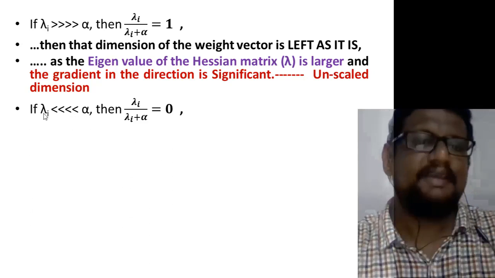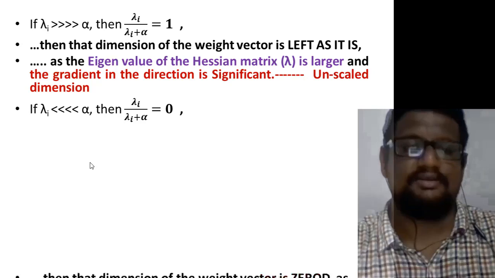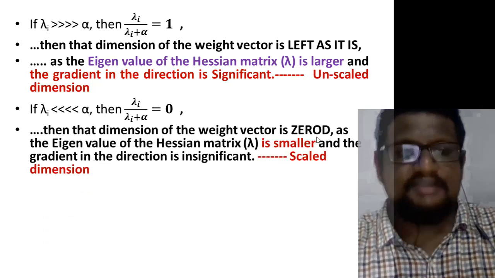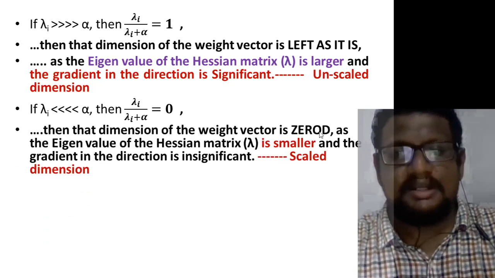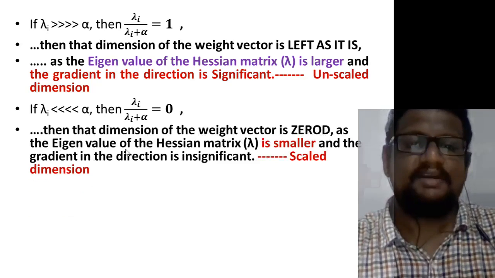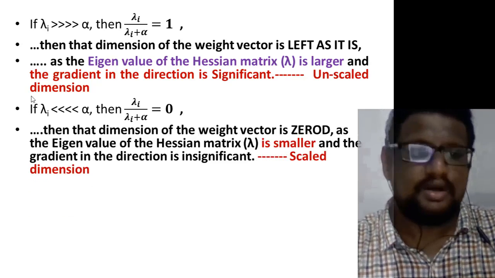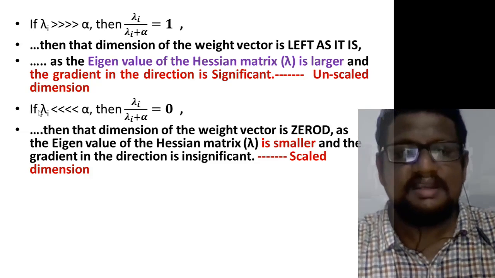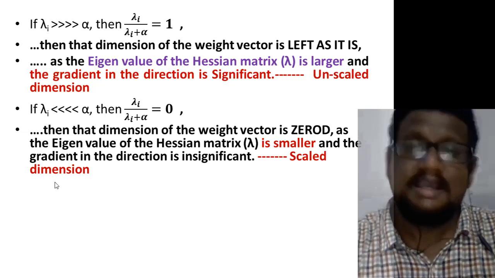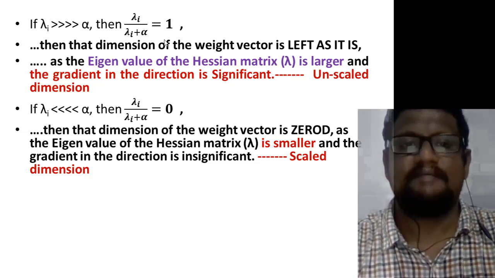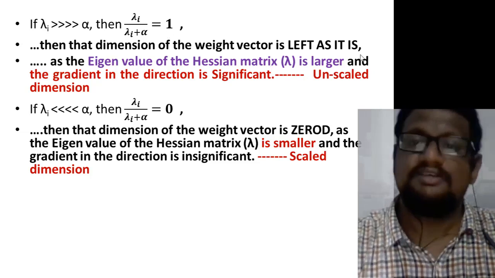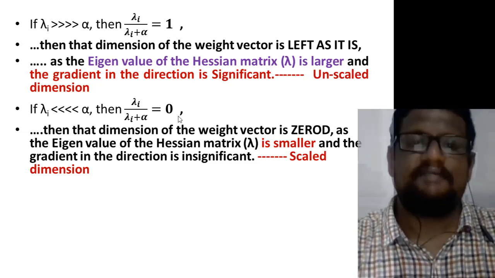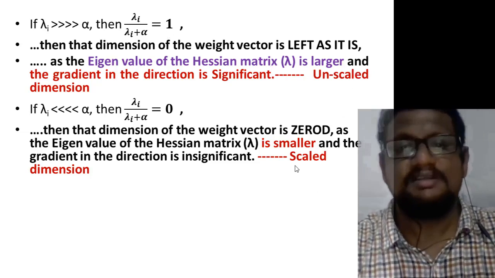Coming to the opposite case, if lambda I is very much less than alpha, what that means is the eigenvalue of the Hessian matrix is very small, so the factor is approximately 0. That dimension of the weight vector is multiplied by 0, as the eigenvalue lambda of the Hessian matrix is smaller. So that dimension of the weight is very insignificant, and this is called the scaled dimension. We have to remember, when that is multiplied with 1, that is called the unscaled direction, and when that is multiplied by 0, that is called the scaled direction.